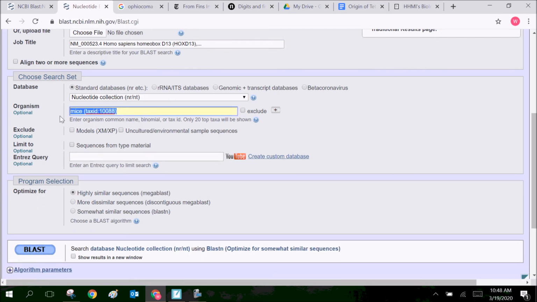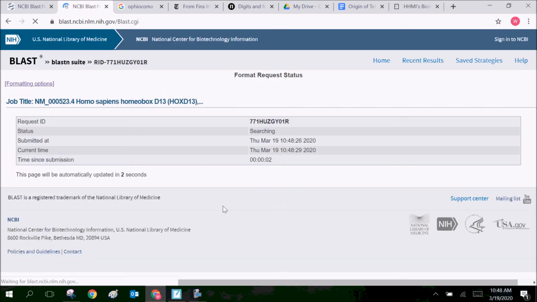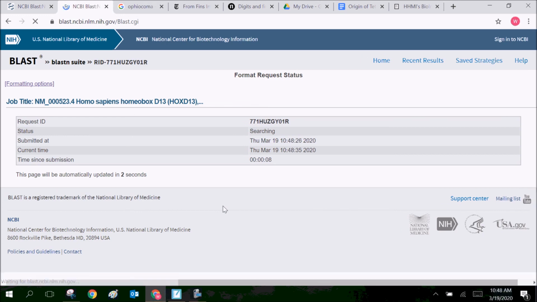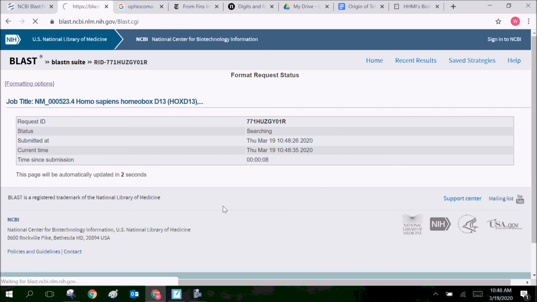And actually, I'm not even going to do mice. Let's go ahead and do, well, I guess we'll just go ahead and say all organisms. Let's see what it gives us for highly similar sequences for that megablast. This should show us all the primate sequences I was telling you about earlier. This is a really fun tool to play around with.